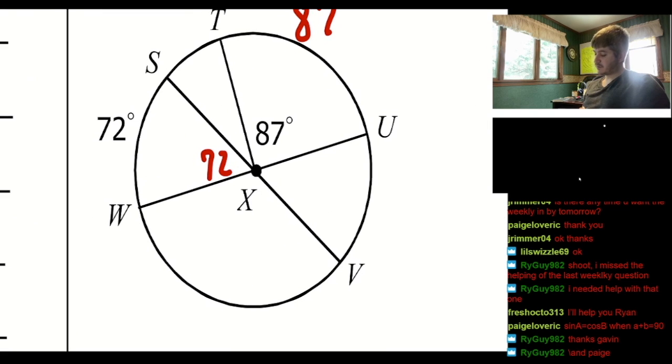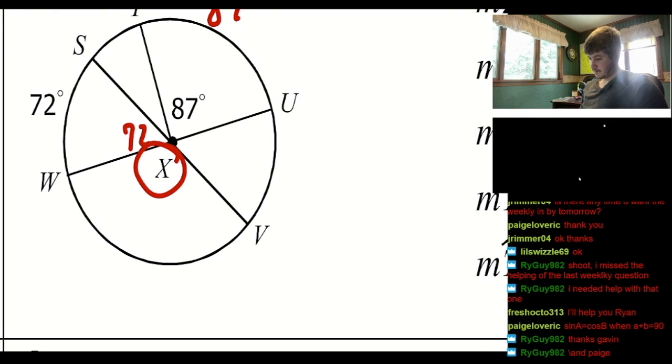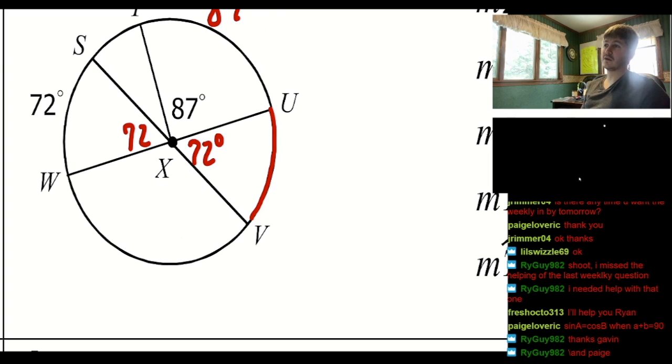We have vertical angles. The 87 is not vertical, though, so be careful. Angle X is not 87. It's not 87 because this is not a perfect vertical angle pair, because the line does stop. But the 72 degrees is vertical, so that one is good, which means arc UV right here is also going to be 72 degrees.